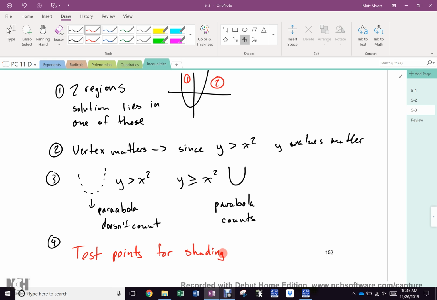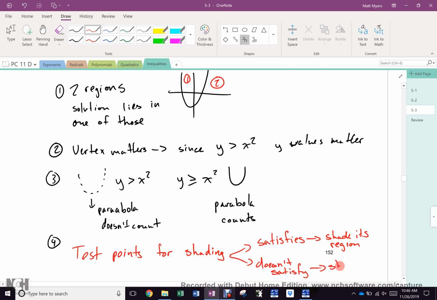Everybody cool? And the test point either satisfies, and then we shade over it. We shade its region. Or it doesn't satisfy, so what do we do? Which do we shade? We shade the other region.